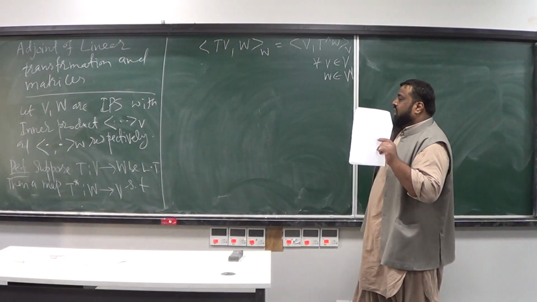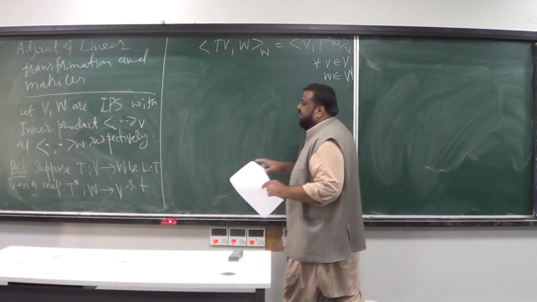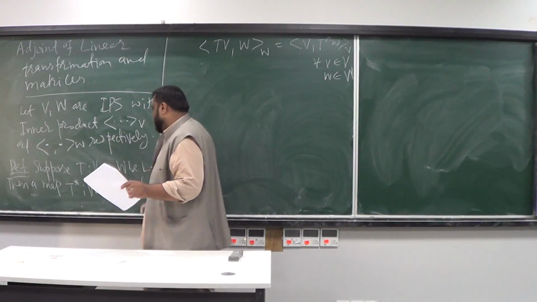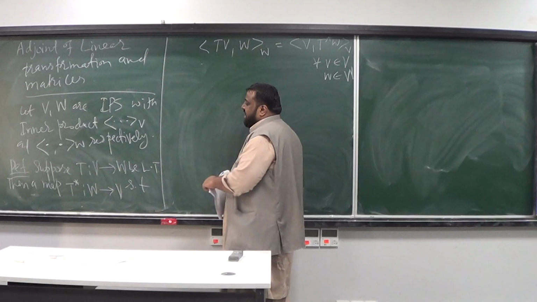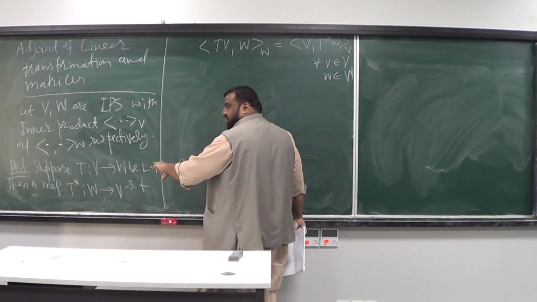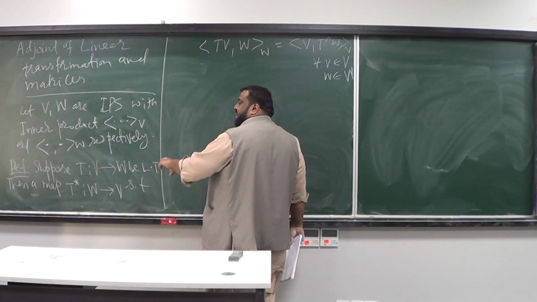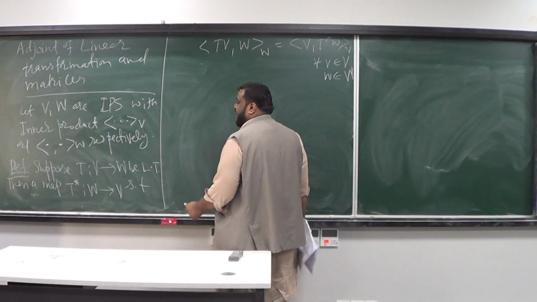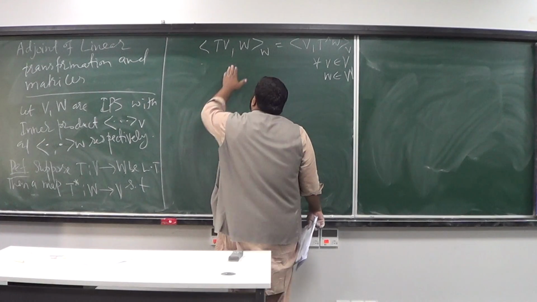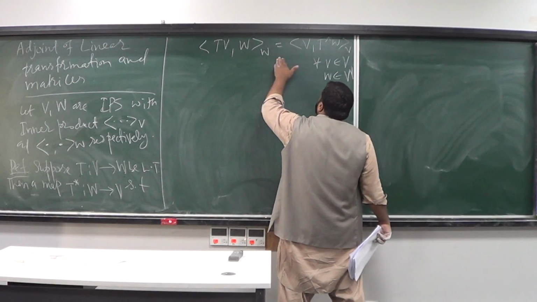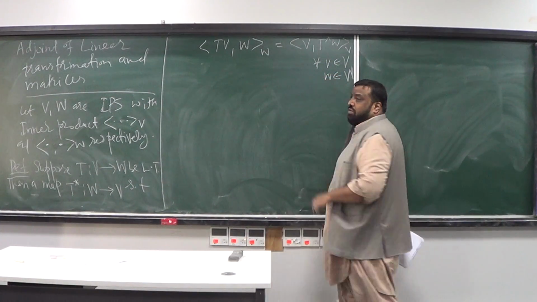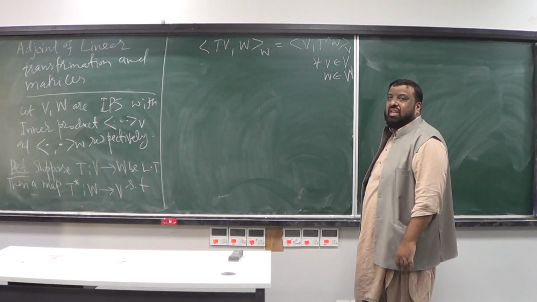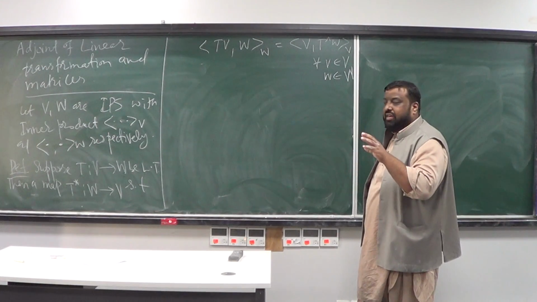Okay? So, for a given linear transformation T from V to W, a map T star from W to V. You have to take care of it that if the T is from V to W, the T star is going to be from W to V, a map that satisfies this identity for all V in V and W in W. Okay? For all V in V and W in W.